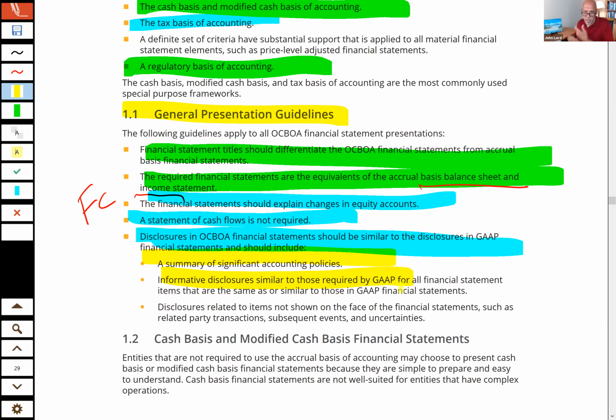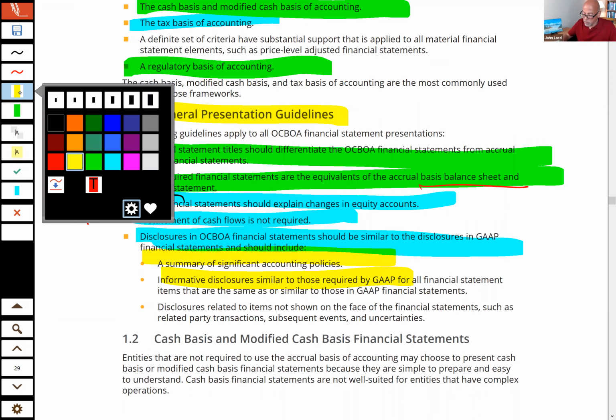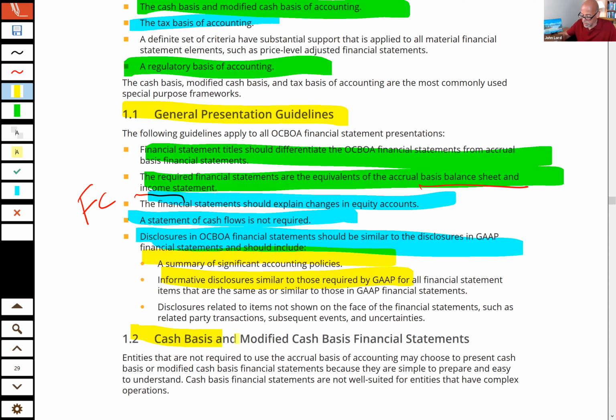So you're still going to have similar disclosures, but you're preparing the financial statements following one of these other comprehensive bases, cash, tax, regulatory, whatever it is. And then we're going to see that we are going to have to use different titles for the balance sheet and income statement. We can't call it balance sheet. We can't call it income statement. And so they're going to get a little wordy in how they word these. And we're just going to have to remember, don't call it a balance sheet. Don't call it an income statement.